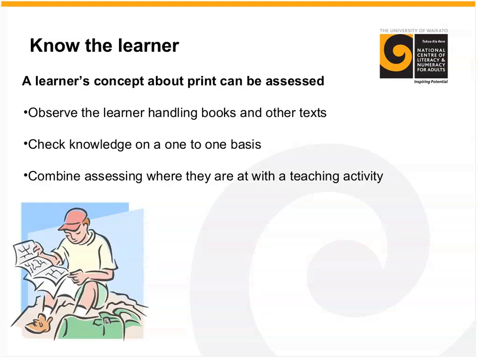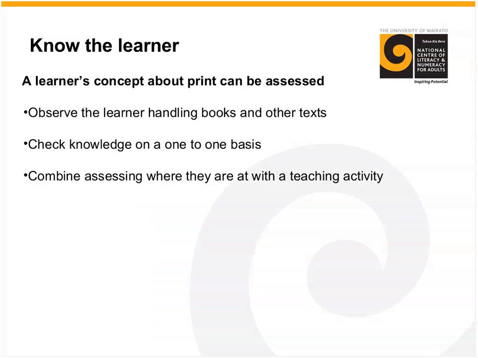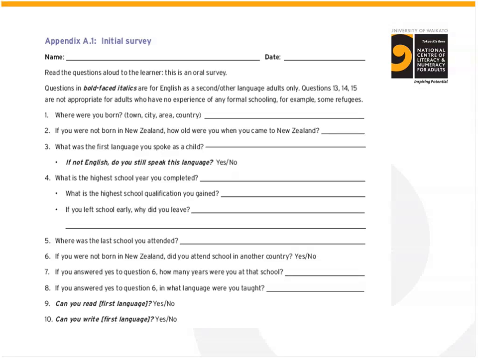So what we'll look at next is the initial survey from the Starting Points Assessment Guide. And I've copied some of the questions here on the screen for you. This initial survey is very long. I think there's something about like 47 questions. But you chunk it, you do it, not all in one hit. And using this initial survey, you get a lot of information about your learner.